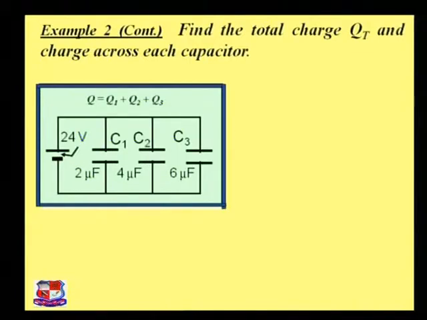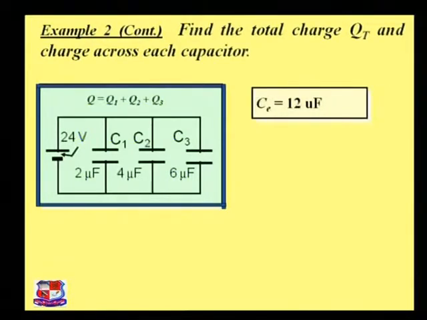Remember one thing: in a parallel combination of capacitors, the equivalent capacitance is greater, higher than the value of any individual capacitor. Now find out the total charge, that is QT, and the charge across each capacitor, with 24 volts given by the battery, and C1, C2 and C3.